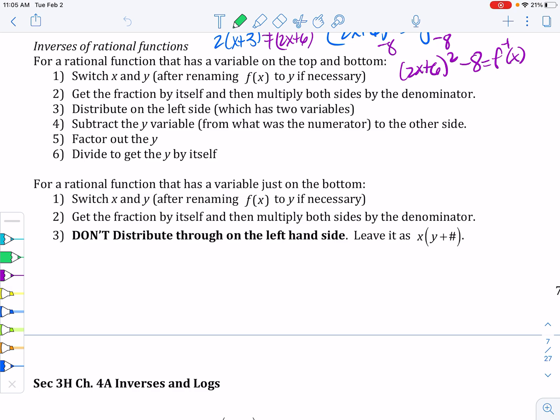We have two other functions that we're going to look at and see how to find the inverse function. The process is very similar on both of them. We still want to switch our x and y. We still want to undo everything with the order of operations backwards. Okay? Our first kind of function is a rational function.